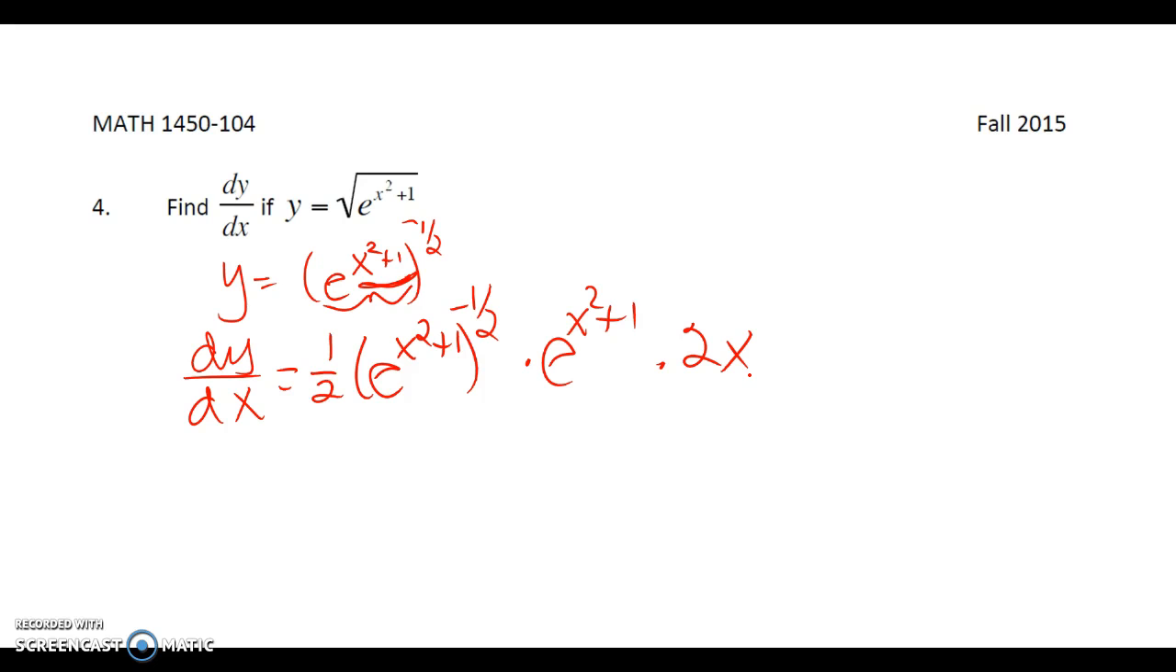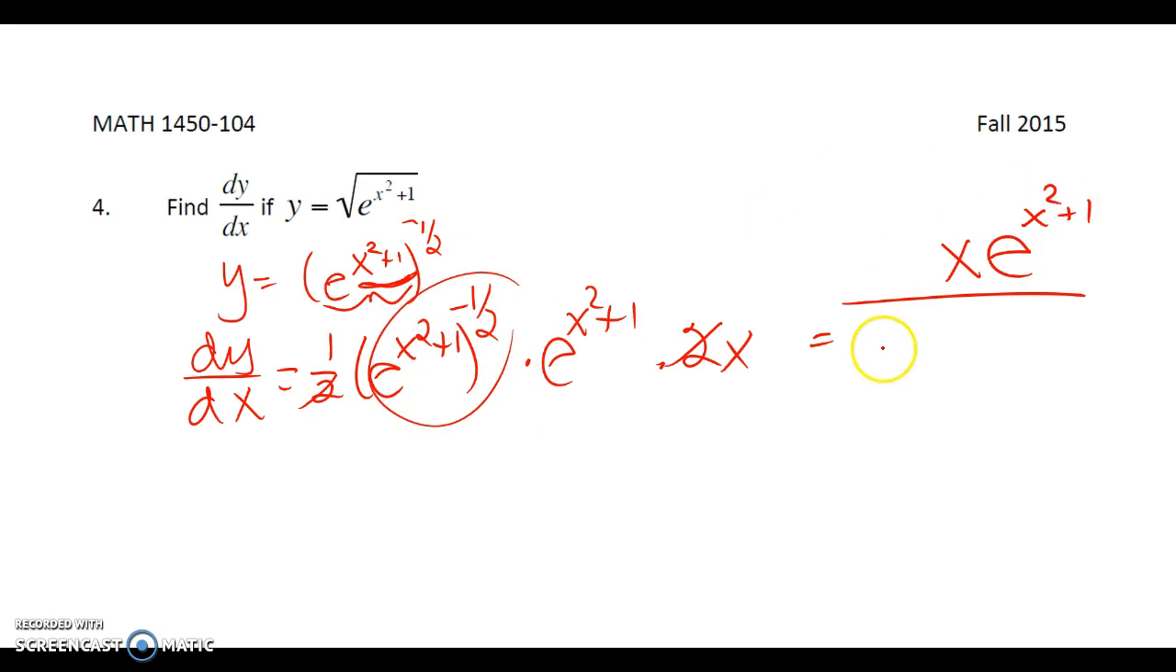So I'm going to simplify again. The 2's cancel. All I have in the numerator is x. No, I have this too. x e to the x squared plus 1 all over this thing, the square root of e to the x squared plus 1. So it gets a little complicated. If you want to keep substituting, you can. But you can always start at the outermost, go to the next inner one, to the innermost.